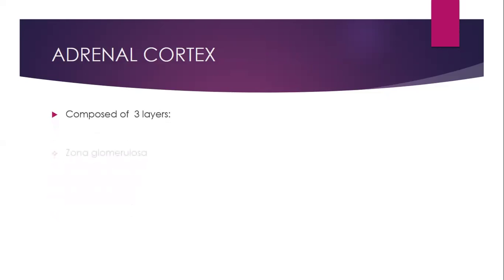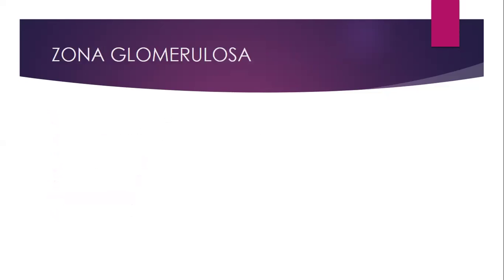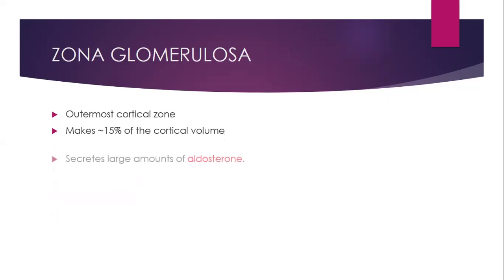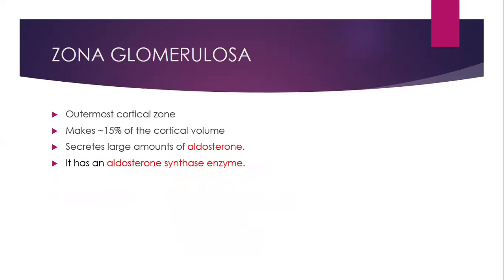So this one is just a repeat of whatever we have talked about. So number one, we start with zona glomerulosa. It is the outermost cortical zone of the adrenal cortex. It usually makes up approximately 15% of the cortical volume. Then it chiefly secretes aldosterone hormone. This is very important. And for us to produce aldosterone hormone, we need to have a stimulus. And the stimulus for production of aldosterone is usually angiotensin 2 and potassium ions.